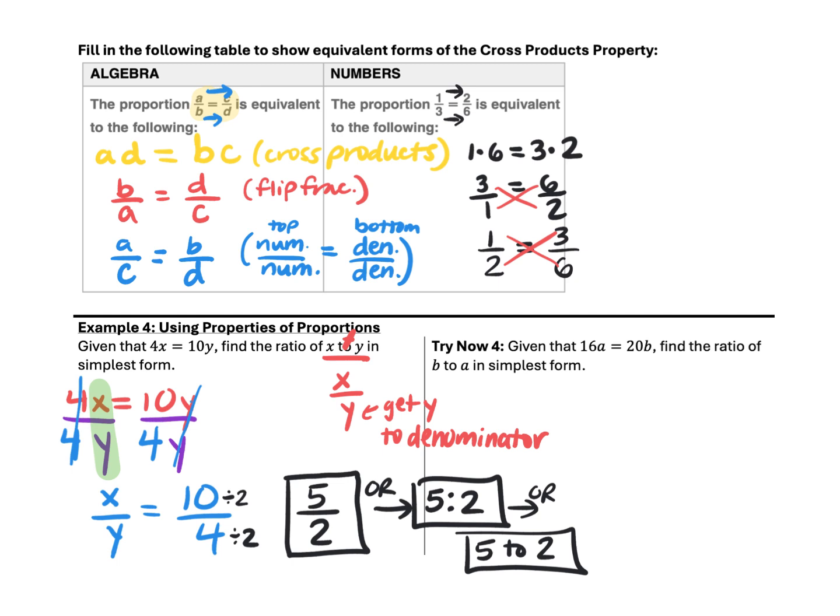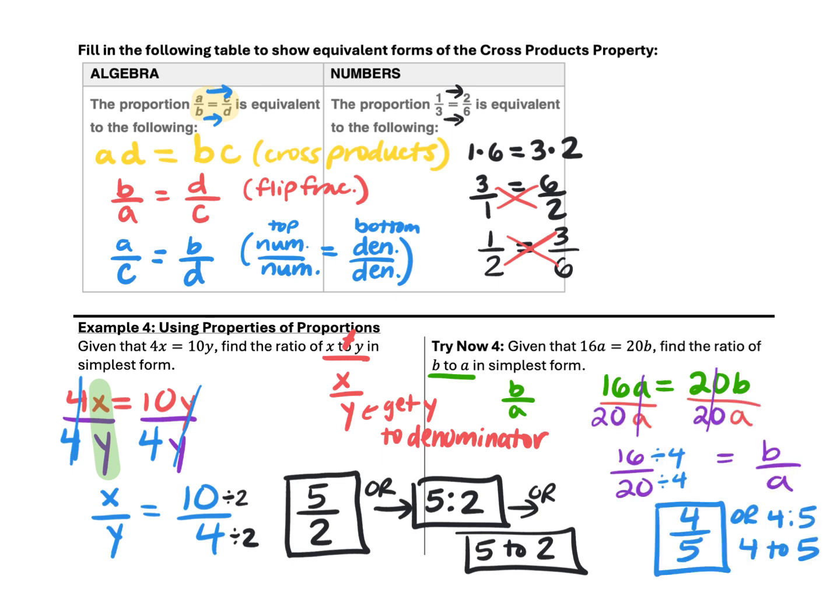All right, so the try now problem is similar to this one, but this time we want to get B to A. So I need B on the top, I need A on the bottom. To get A in the bottom, you're going to have to divide both sides by A. Let's have you pause the video now and see if you can finish this one so that when you're all done, you have B over A equals a number. Please pause your video. All right, there is your solution. The ratio of B to A is 4 over 5, or 4:5, or 4 to 5. Those are all the same.